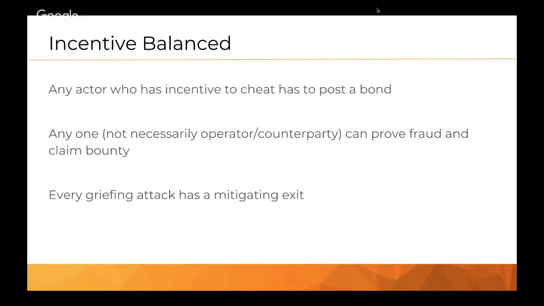And we did all of these by balancing incentives. The first thing we did was, in the protocol, any actor who has incentive to cheat is the one who has to post a bond. And anyone can prove fraud and claim a bounty. And if the operator tries to create a griefing attack, which means he just doesn't act when he needs to, then there is a mitigating exit for the grieved party.